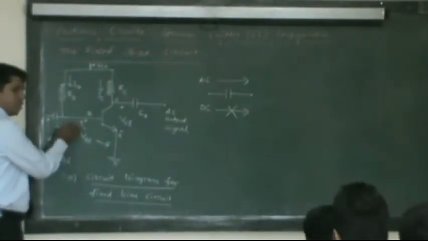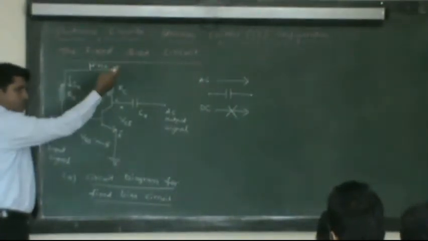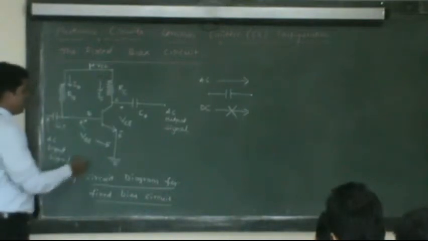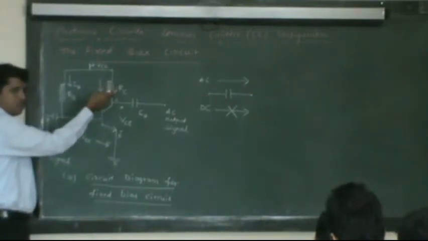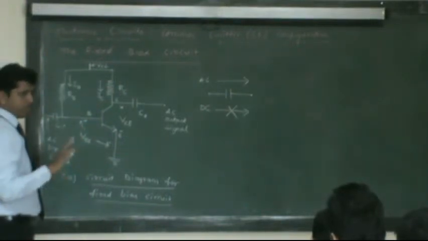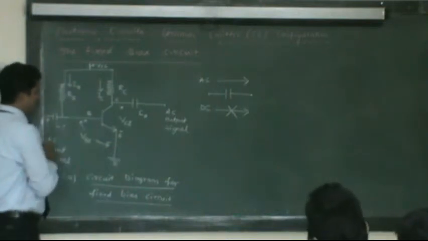If the bias condition changes, the operating point changes. Okay, it may go higher or lower, as you have seen in the common emitter characteristics. It may jump to A or it may jump to C. To avoid that, you want the operating point to be in the middle of the active region, which is nothing but D. To make sure of that, you should block the DC from the AC input signal.